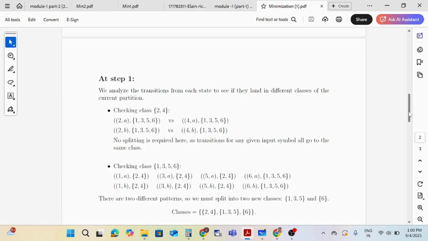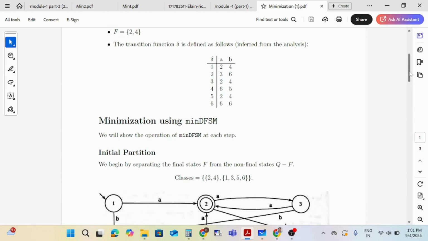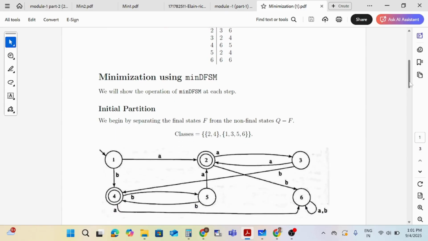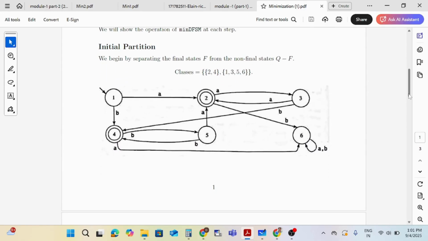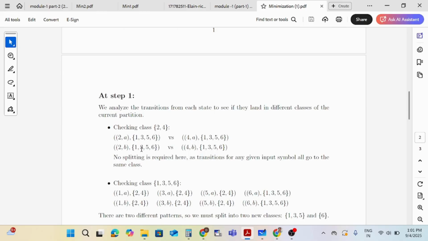So checking the class 2, 4. We need to check the transition of state 2 on A, where it is going. 2 on A, it is going to 3. You can write a transition table, that would be better actually. Write the transition table and then refer. 3 is in the class group 1, 3, 5, 6. Similarly, 2 on B, it is going to 6, which is in the class group 1, 3, 5, 6. So we are going to write it as 1, 3, 5, 6 and 1, 3, 5, 6.